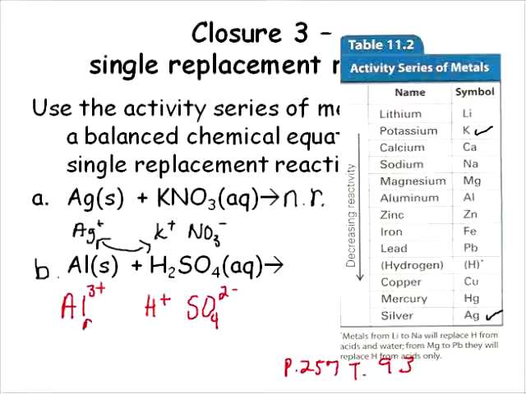Okay, so we're going to have these switching. Well, let's take a look at aluminum. Aluminum here and hydrogen here. So aluminum can replace hydrogen. Okay, aluminum can replace hydrogen. So to finish the equation, and let's move this out of the way here.